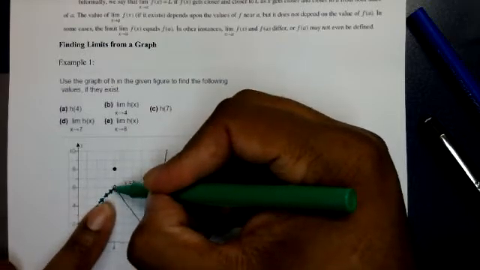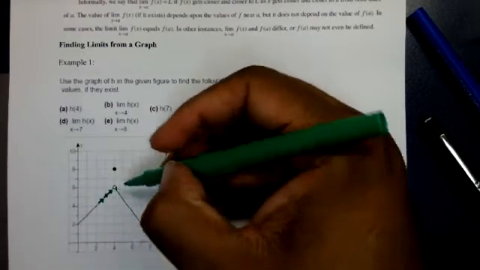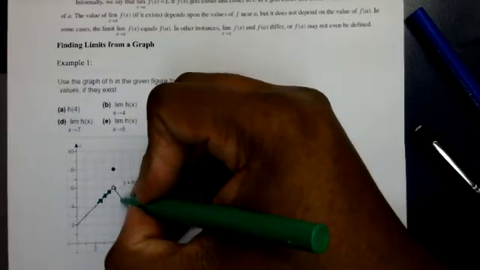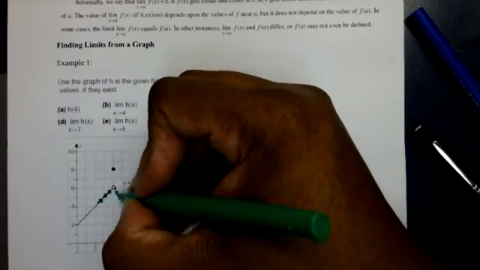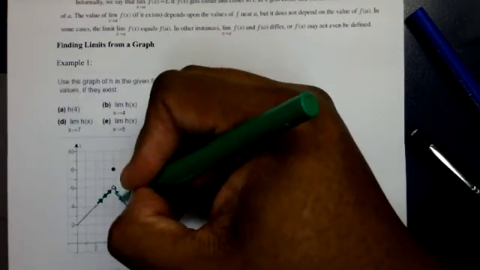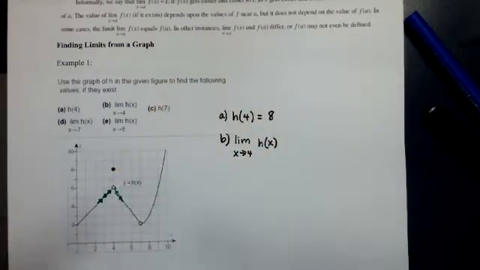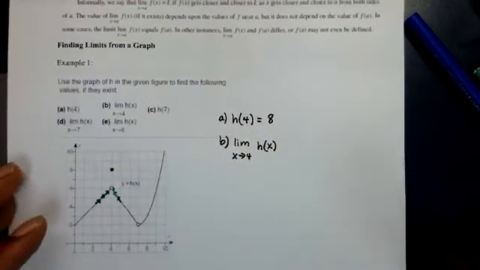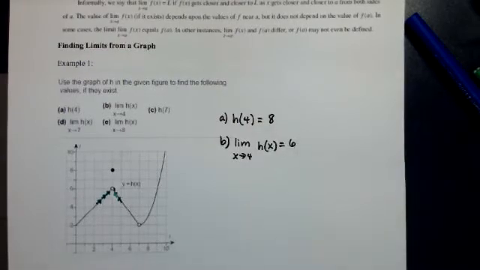It's getting closer and closer to 6 as we let x approach 4 from the left, and also from the right. As we approach 4 from the right, which is anything bigger than 4, as we let it get closer and closer to 4 from the right side of 4, it's also approaching 6, which is your y value. So that means the limit as x approaches 4 of h of x is 6.